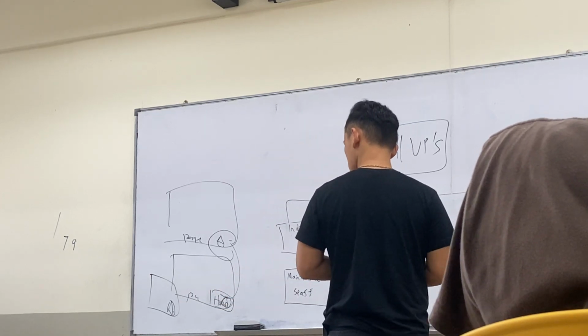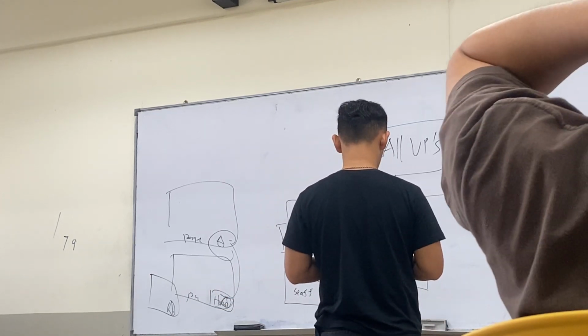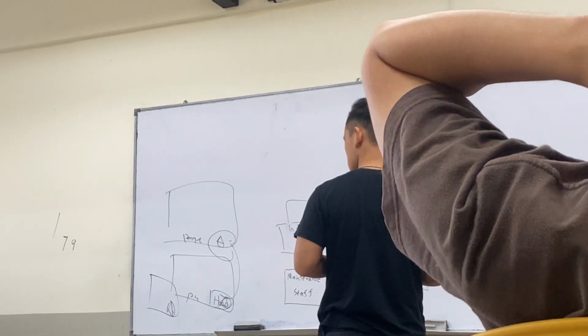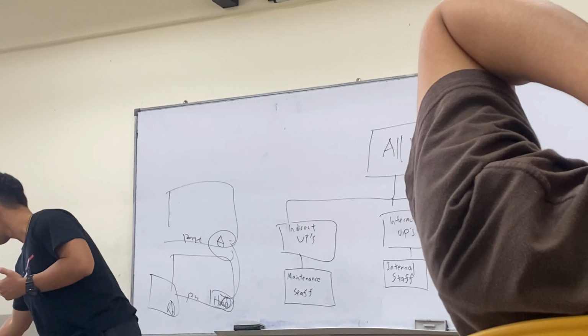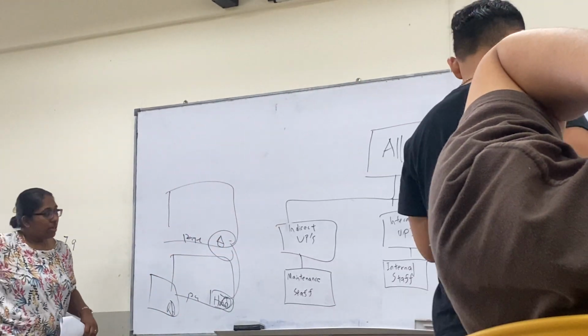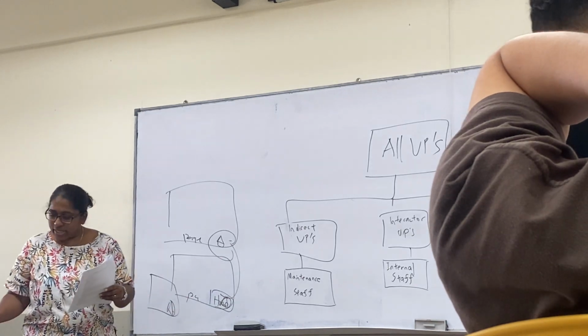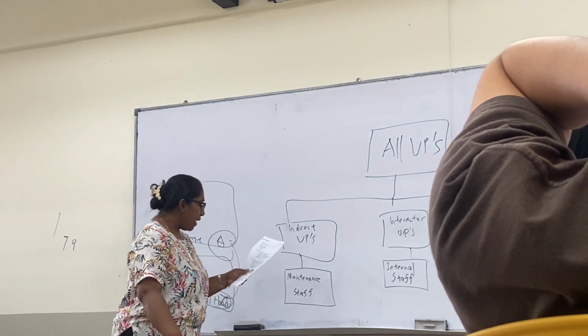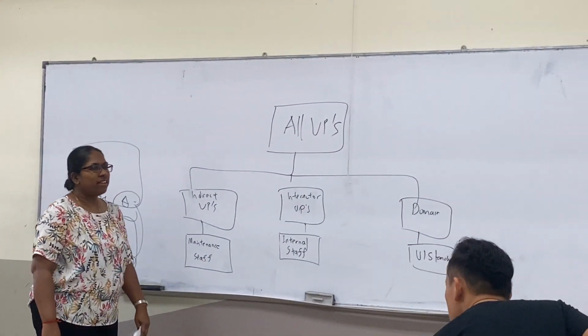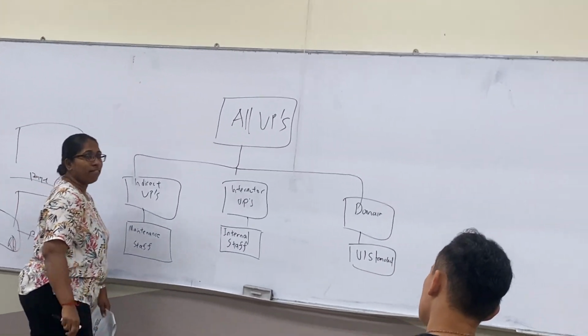Done? How many before this? 3, okay. Alright, okay, class. So here he has mentioned indirect, indirect maintenance staff. Maintenance staff, you use 8. Not yet.